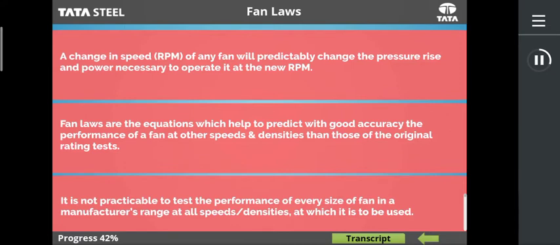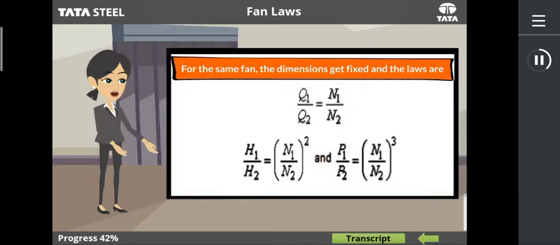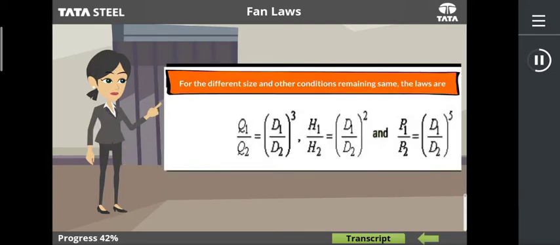It is not practicable to test the performance of every size of fan in a manufacturer's range at all speeds or densities at which it is to be used. For the same fan, the dimensions get fixed and the laws are Q1/Q2 = N1/N2. H1/H2 = (N1/N2)^2. P1/P2 = (N1/N2)^3.